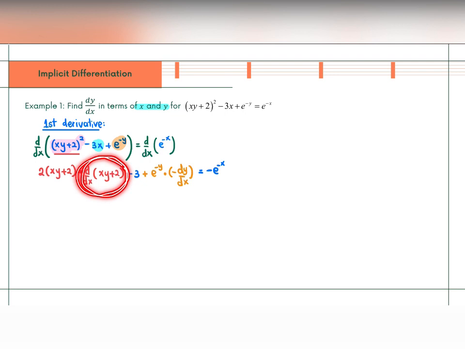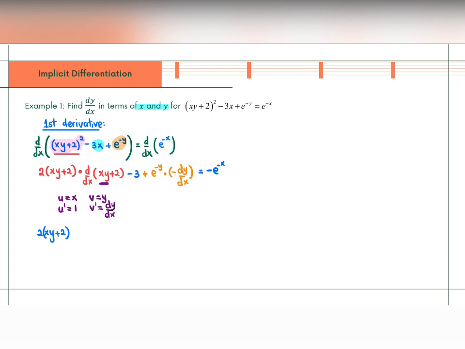Okay, so dekat sini kita ada xy plus 2. Xy plus 2 perlu gunakan product rule. Okay, so first of all, saya salin dahulu yang lain ni. So, 2xy plus 2. Okay, darabkan dengan. Kita akan gunakan product rule. So, u will be equals to x. And u prime is equals to 1. Okay. And v is equals to y. And differentiate y kita dapat dy over dx.